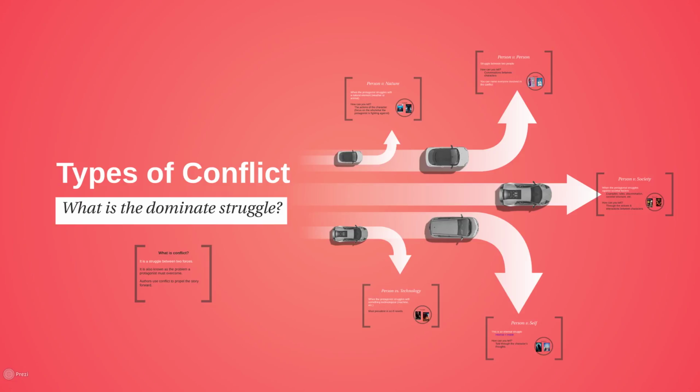Okay. As you are reviewing through your notes, please make sure you know what conflict is. You should know there are 5 types of conflicts. So person versus self, person, society, nature, technology. You should also have the definitions for each. If you didn't know some of them, maybe you put an example.